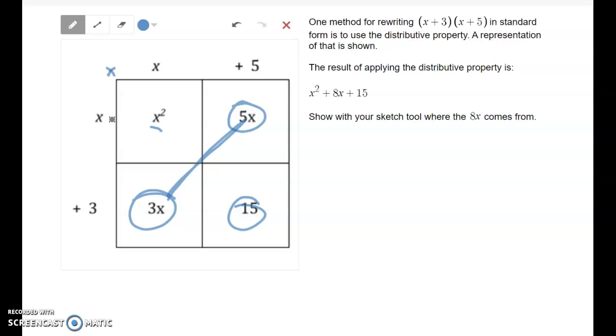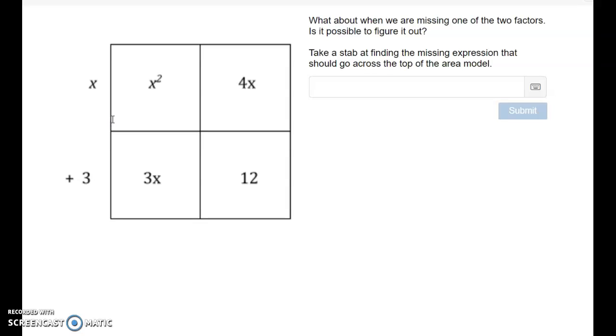So what you would do is circle the 5x and the 3x. So now we have to figure out, if I only have one pair of parentheses for my standard form, what would be the other? Well, let's see. This, I know x times something gives me x squared, so that's going to be an x. And x times something gives me 4. So I know that that's a plus 4. Let's see if we got it. Well, we'll find out in the next slide.